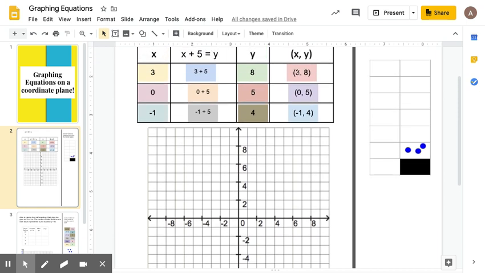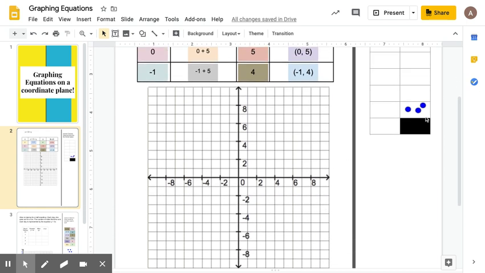Okay, so I'm going to start with the point 3, 8. So what I'm going to do is I'm going to take one of these blue dots and I'm going to go over 3 and up 8. And I'm going to try my best to get it in the right spot. Oops, that wasn't quite it. Try it again. There we go. Okay, so there's 1 point.